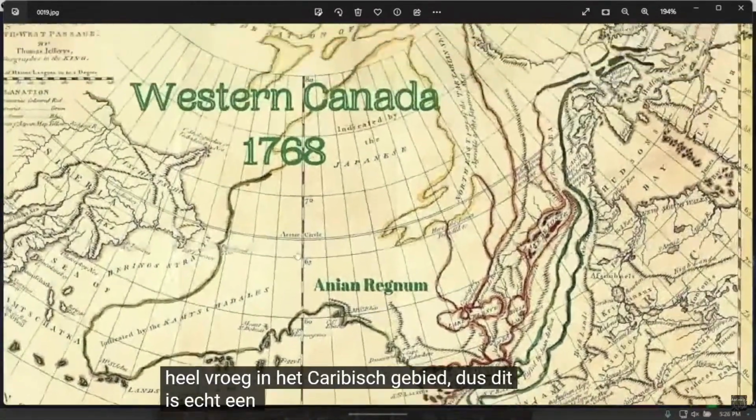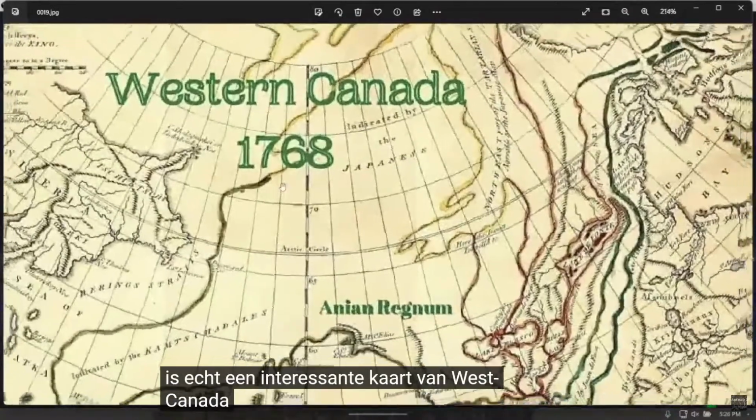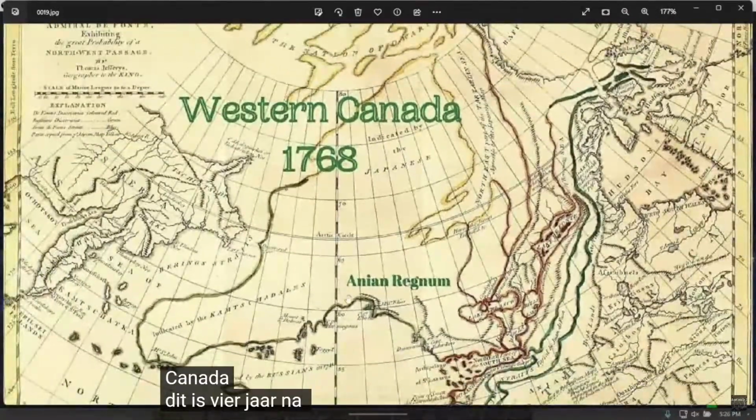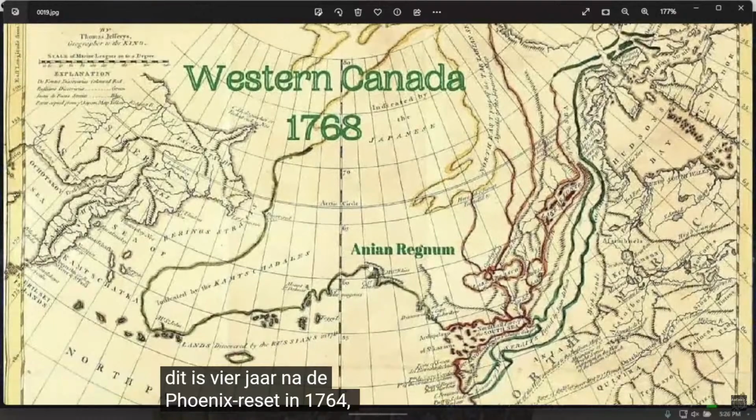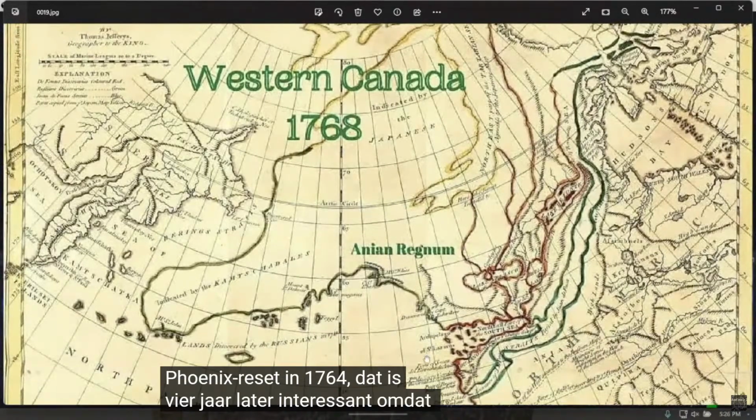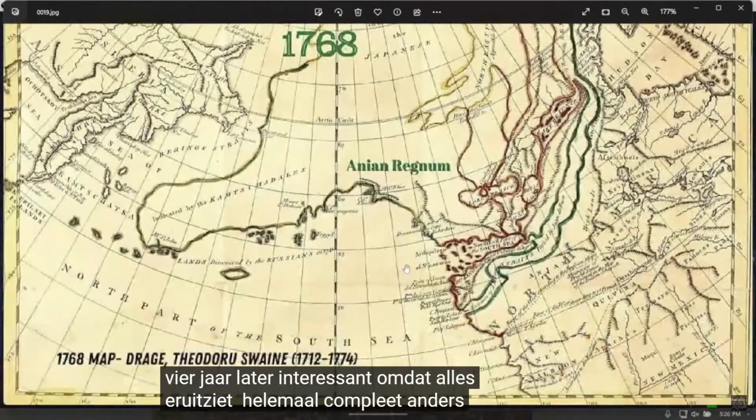So this is a really interesting map. Western Canada. This is 1768, 4 years after the 1764 Phoenix reset. Well, that is interesting. It's 4 years after, because everything looks completely different. It's completely different than the earlier maps.